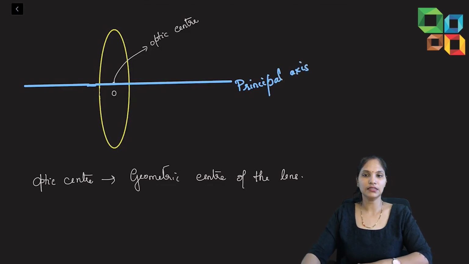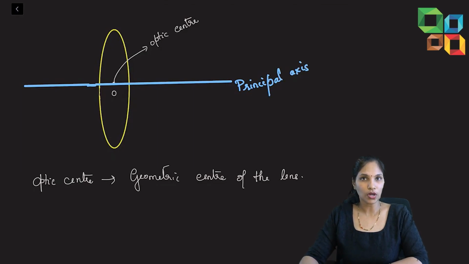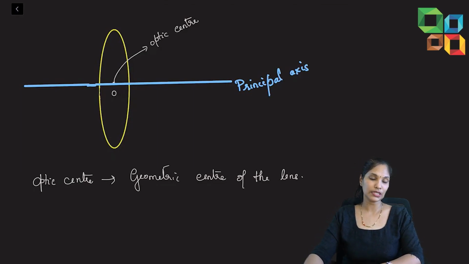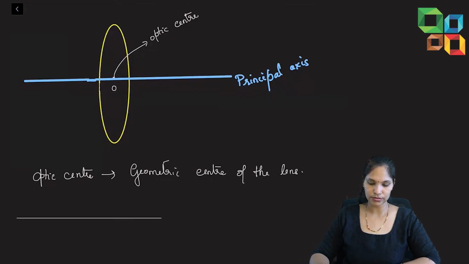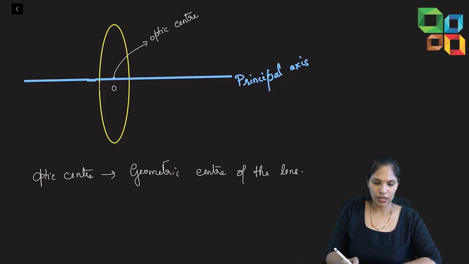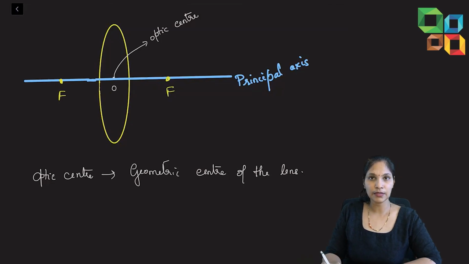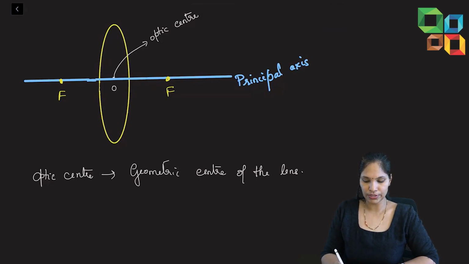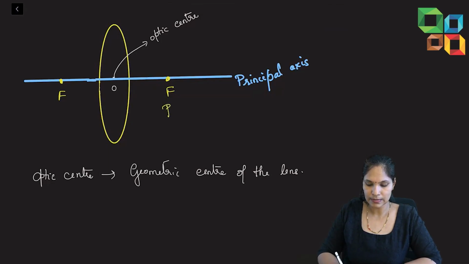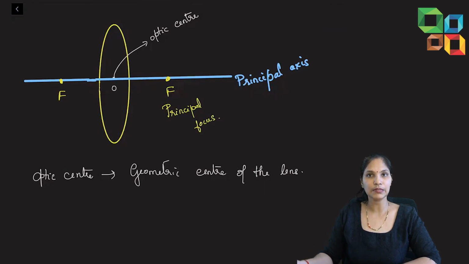So what is the principal axis? It's a line which passes through the optic center of the lens and is also perpendicular to the surface of the lens. It's called the principal axis. Then there is one point on both sides of the lens at which the incident rays which are parallel fall and meet. That point we call the principal focus.